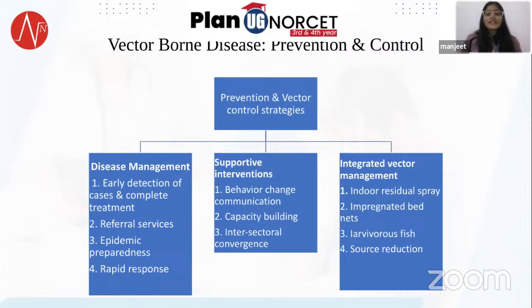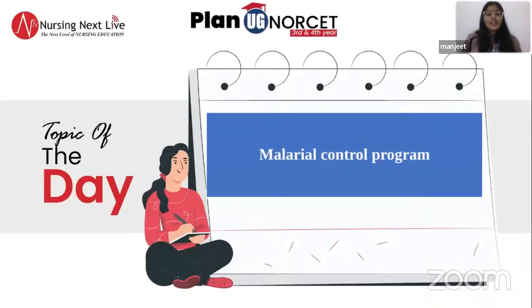First is indoor residual spray. Next is impregnated bed nets. Impregnated means infused bed nets. Infused with what? Pesticides and insecticides. Larvivorous fish. Larvivorous means that will be eating the larva. Larva of whom? The larva of vectors. And source reduction, where there was a hub where all the vectors were growing, that needs to be reduced.